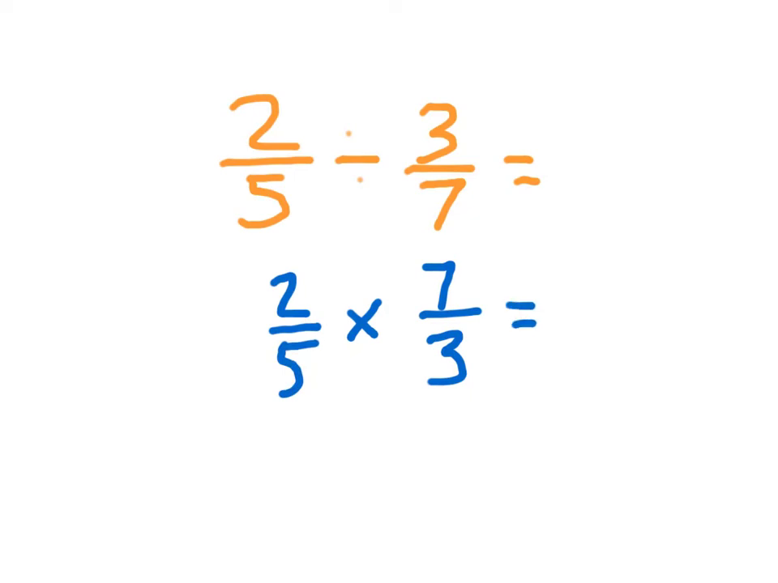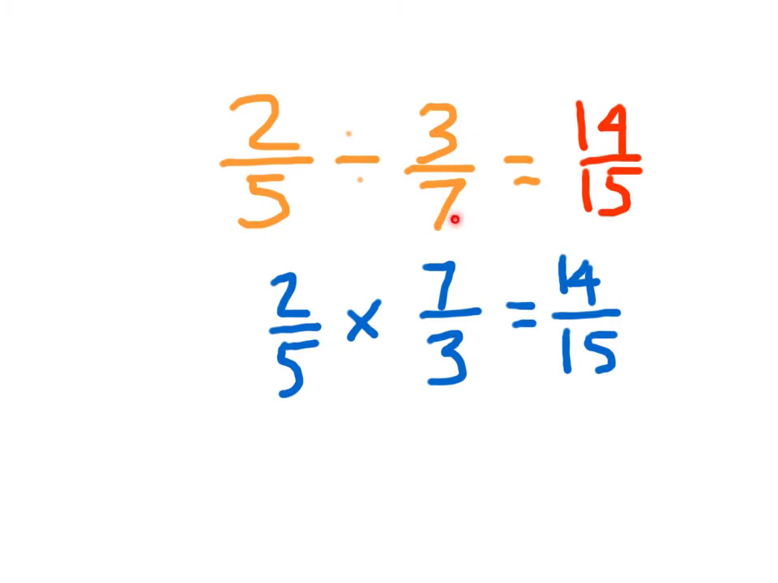If you didn't, that's okay. We're still learning. We look for any common factors. I don't see any. Let's multiply it out then. 2 times 7 in the numerator is 14, and 5 times 3 is 15. And right there, 14/15 is in simplest form. So if I have a complete sentence here, let's read that whole sentence. 2/5 divided by 3/7 equals 14/15.